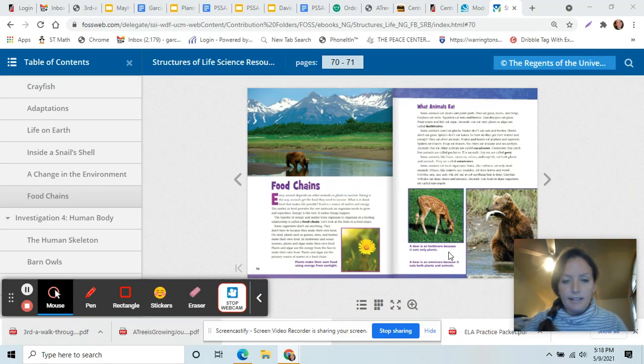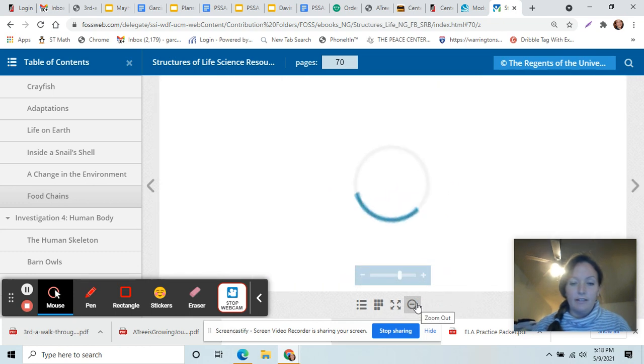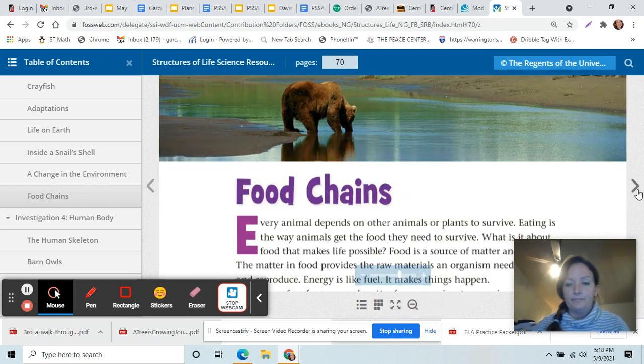Hi, scientists. I'd like to read about our next section titled Food Chains. So, you have explored the different life cycles, and in a way, there is another food chain cycle. Yes, another cycle in science and in our world. So, I'd like you to track along and read along with me.